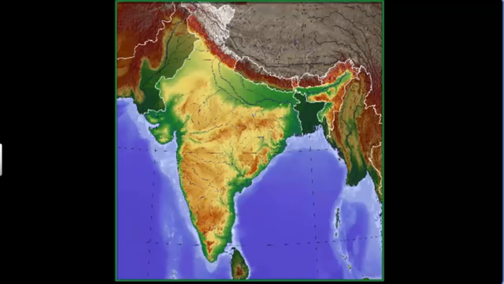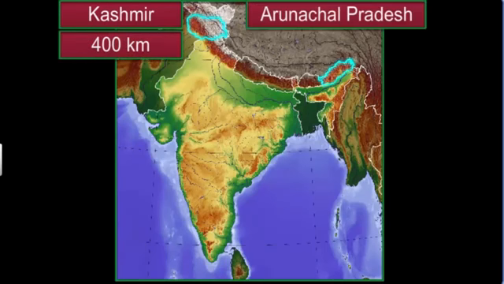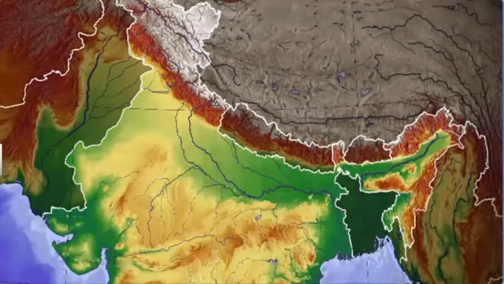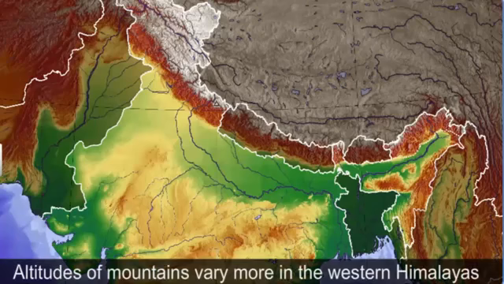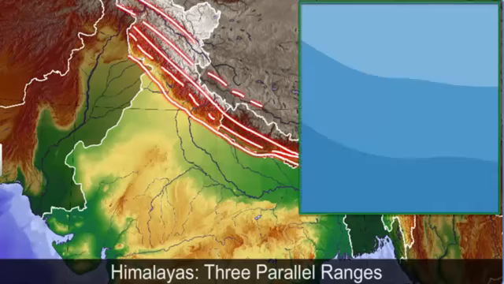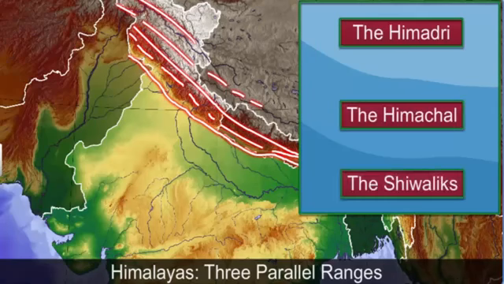For instance, in Kashmir, the range is 400 kilometers wide, while in Arunachal Pradesh, the width decreases to 150 kilometers. If you compare the eastern and the western halves of the range, then you will find considerably more difference in the altitudes of various mountains in the western half. The Himalayas are formed from 3 parallel ranges of mountains: the Himadri, the Himachal, and the Shivaliks. Several valleys lie between these mountain ranges.